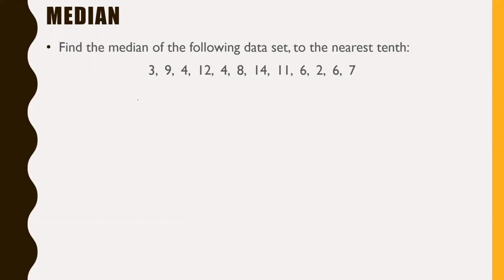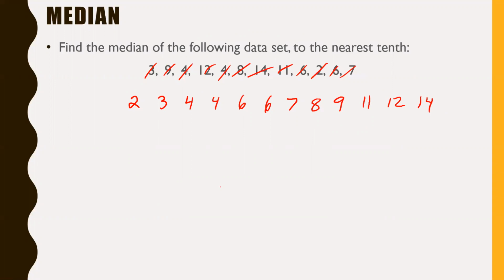So the smallest number I can see in this list is 2, and I like crossing them out as I go just so I keep track of them. Next smallest number is 3. Then I see a 4. I see another 4. Then there's no 5, but I see a 6, and another 6, and then a 7, and then an 8, and then a 9. There's no 10, but then there's an 11, and a 12, and a 14. And just to make sure, there should have been 12 numbers in this list. 1, 2, 3, 4, 5, 6, 7, 8, 9, 10, 11, 12. So we're good. We didn't forget anything. I'll just cross out that 14 there.